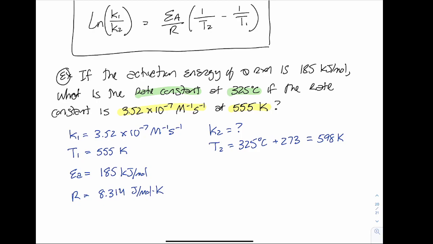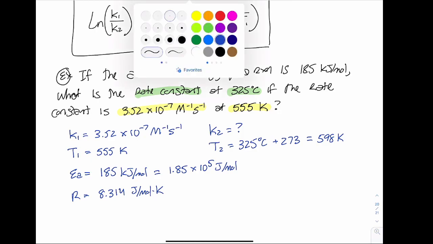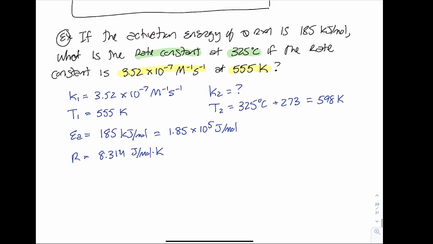So I can convert my gas constant to kilojoules per mole Kelvin, or I can convert my activation energy to joules per mole, which is what I'm going to choose to do. So remembering that there's 1,000 joules in 1 kilojoule, when I convert this, I get 1.85 times 10 to the 5th joules per mole. Just a real quick way, it's kind of a review.